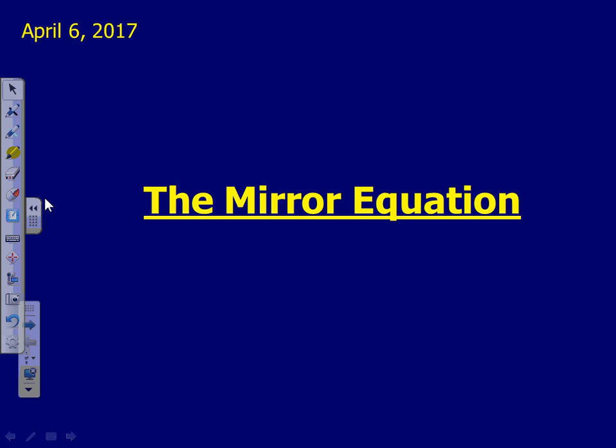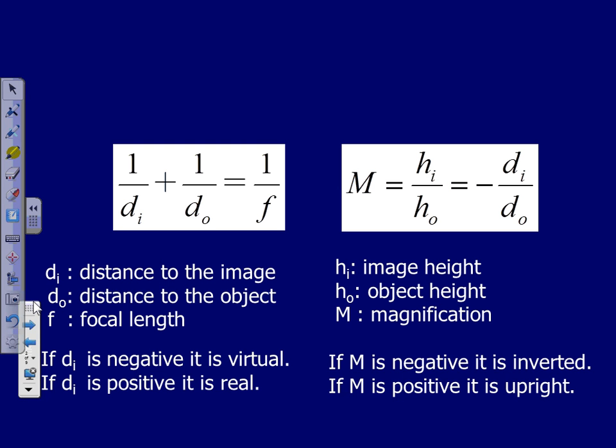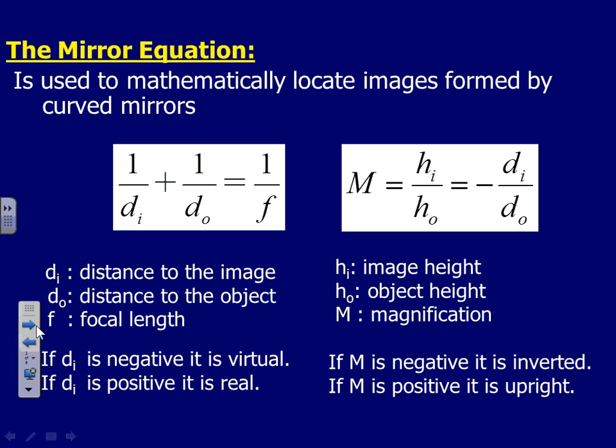So not only can we find images and their properties with ray diagrams, we can also do it with mathematical equations. So what I'm going to do right now is put up a slide that shows you what the equations are, and then I'm going to show you a picture of what all these things mean. At this point, you're just writing it all down, and on the next slide, I'm going to show you what they mean, and then how to calculate them.